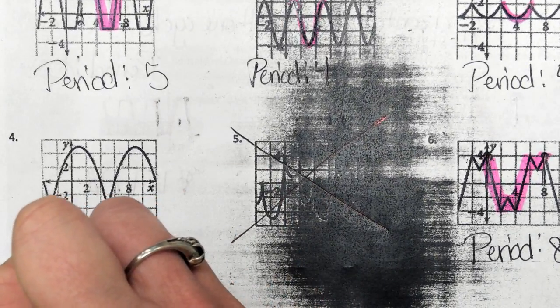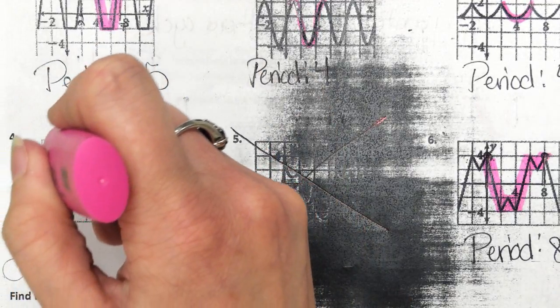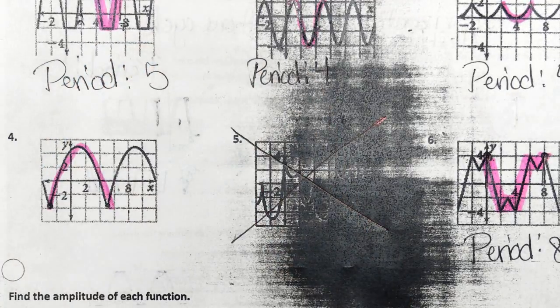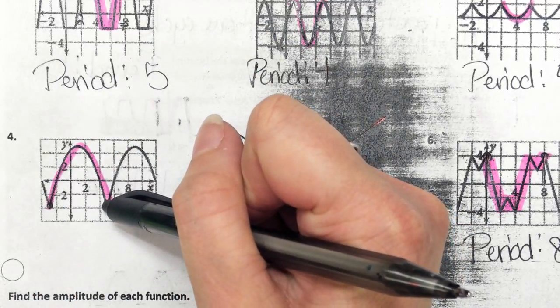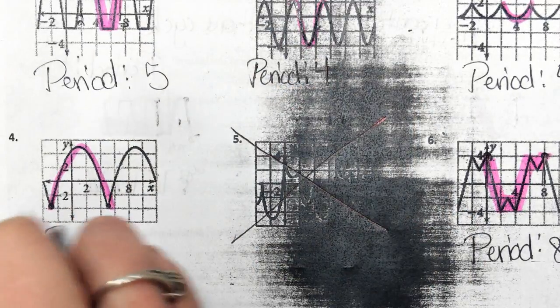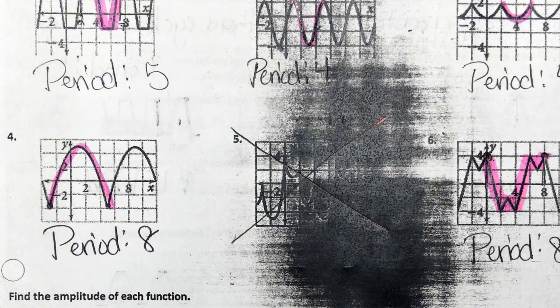This one probably would have been easier to start at these minimums down there. And what is that? Negative 3 to 5 is 8. Very good. Very good. Number 2 is right there.